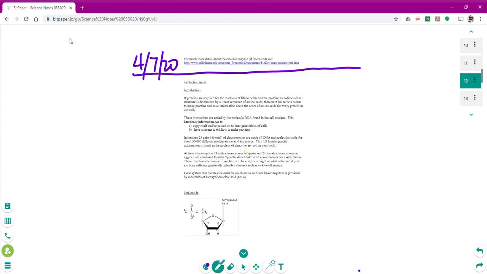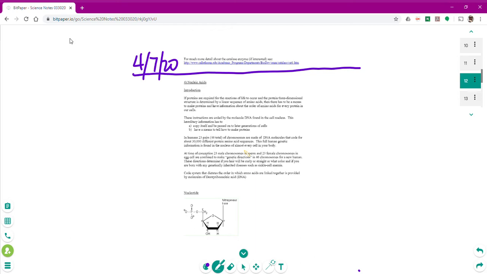All right, everybody. So we talked about proteins and how they're super important. We talked about amino acids and how they are the building blocks of the protein. So now let's talk about the nucleic acids. We finally get here to deoxyribonucleic acid and ribonucleic acid.